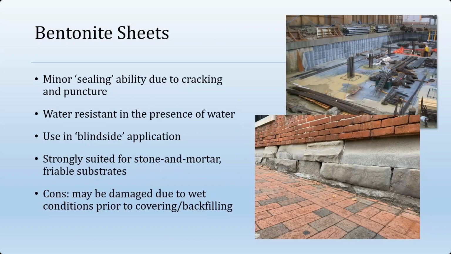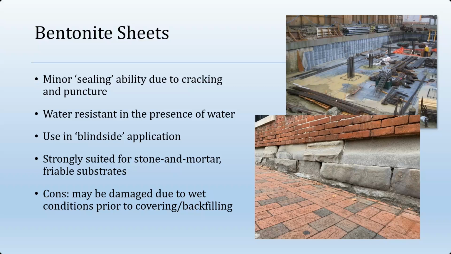Bentonite sheets are also another form of waterproofing, and I think there are a lot of different approaches to this. This one I'm holding up here, I hope this is visible, is a composite sheet which has a 20 mil high density polyethylene backing film bonded to bentonite clay fibers. And the bentonite clay fibers are always going to be facing the structure. I typically like to recommend these types of systems for stone and mortar foundations.